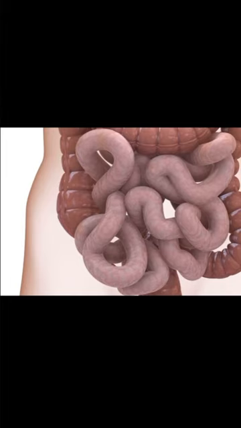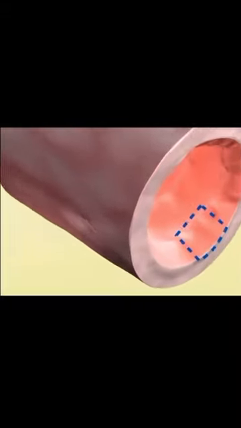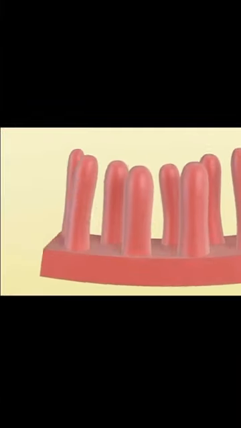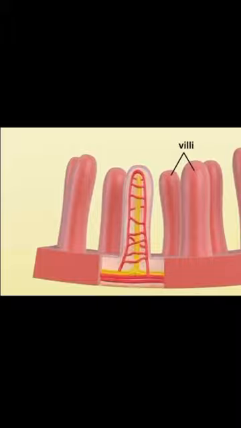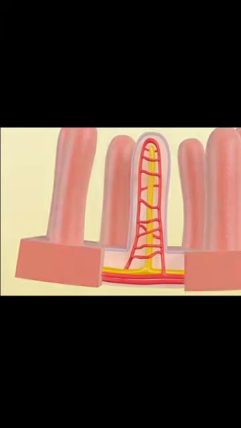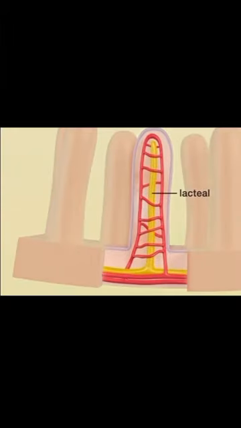This absorption process mainly takes place in the ileum, which is the final part of the small intestine, and it's responsible for a number of important functions. On the inner wall of the ileum, there are a large number of finger-like projections known as villi, which consist of multiple villus. Each villus has a lymph vessel called lacteal in the center, which is surrounded by a network of capillaries.